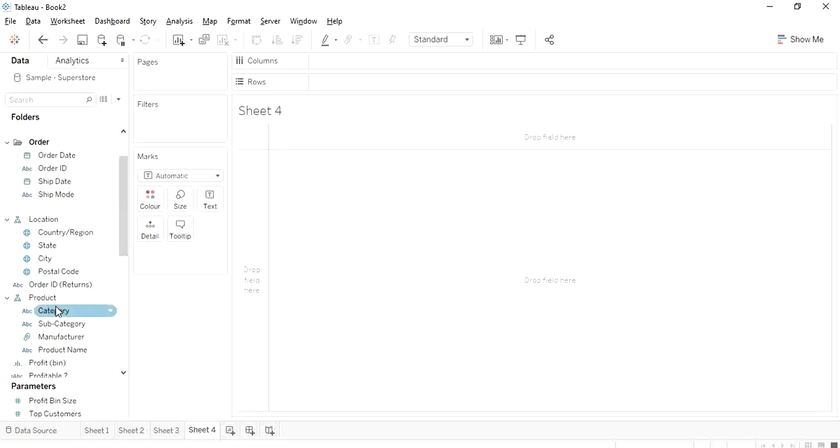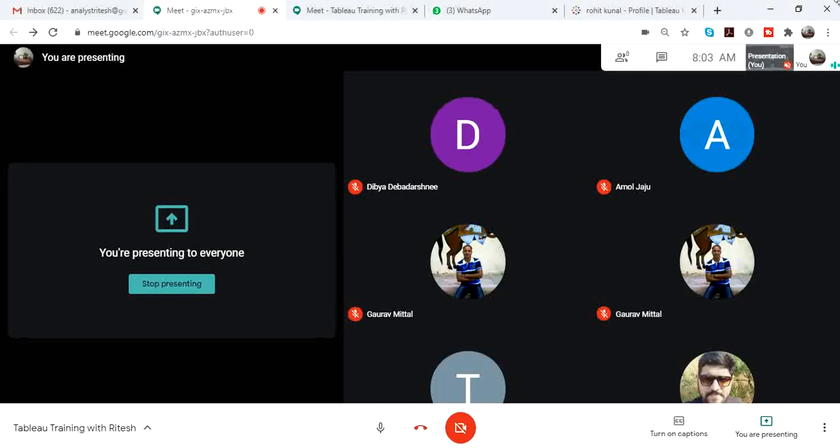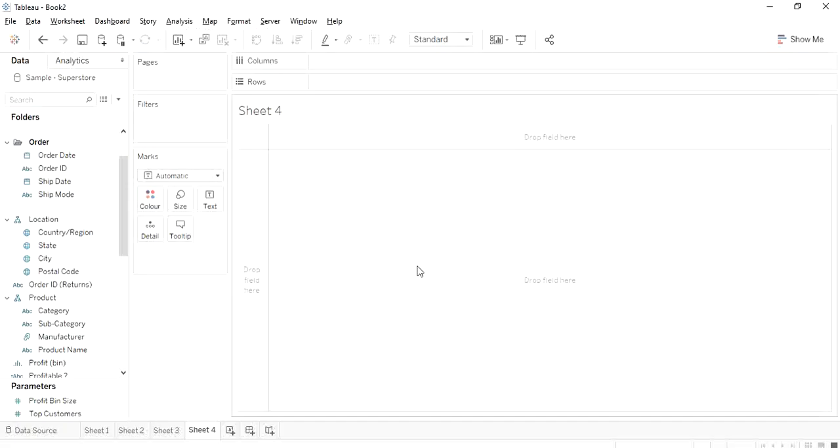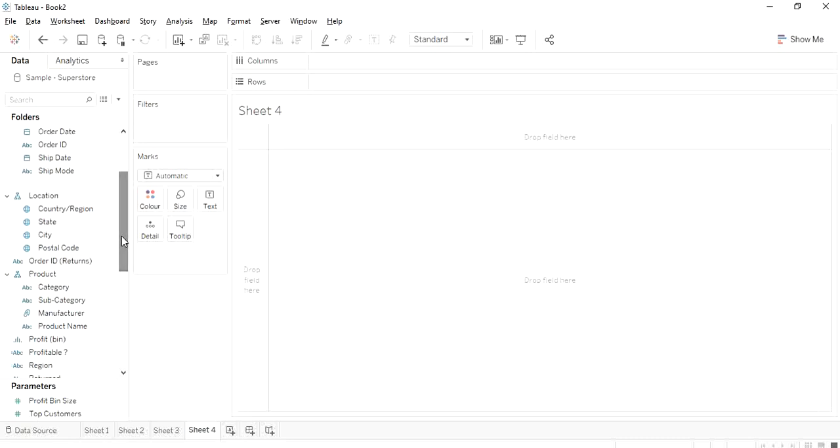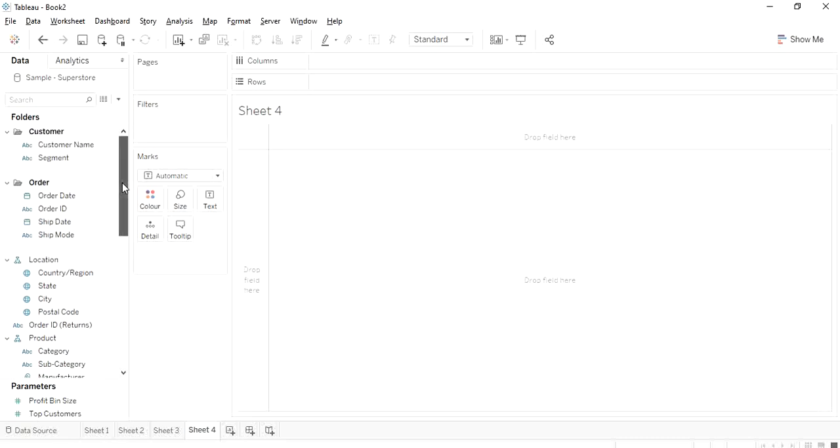So see, in a practical scenario, I can tell you 90% of our work cases, fixed is sufficient to solve the problem. Everything comes under the fixed preview, but sometimes you may need exclude also, or you may need include also, include or exclude LOD functions. So let us see one example I'm going to share with you of when you may need include.